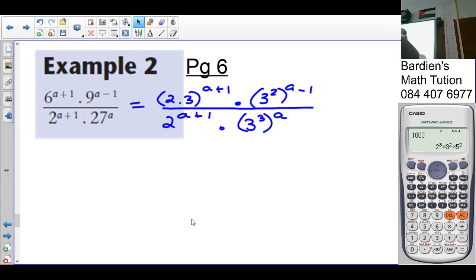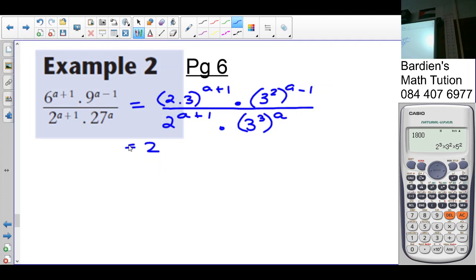So by multiplying the exponents, what do we get? 2 to the exponent A plus 1. Did you all get that? Yes. Many times the learner forgets to do the 2, and they write 2 times 3 to the A plus 1. It's a common error, no? So don't be one of the common ones, okay?